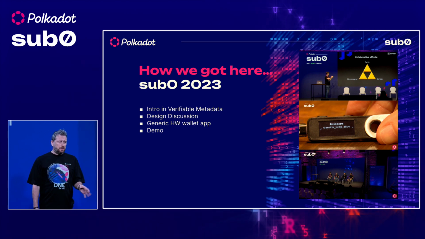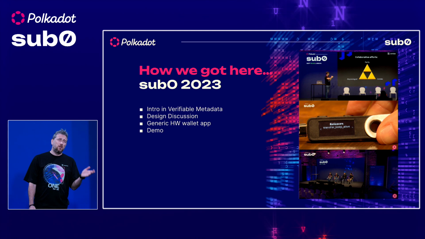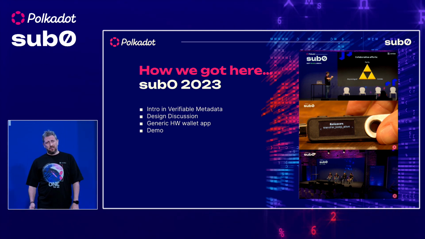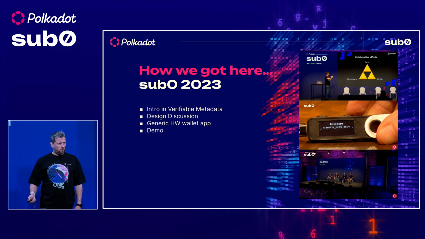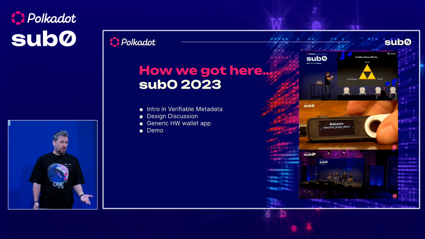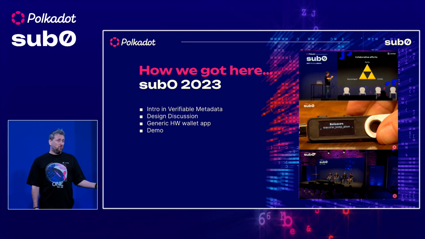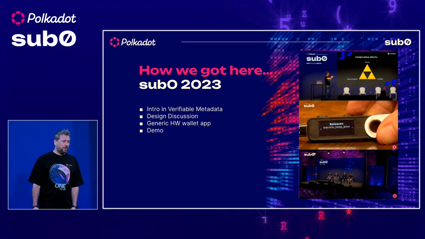So basically what we discussed in the last sub0 was: what is verifiable metadata, why we need it, and how that affects Ledger support and any kind of air-gapped hardware wallet, or actually any air-gapped wallet that we want to support. And we did a demo. We are going to review that a bit today, and go through it again.